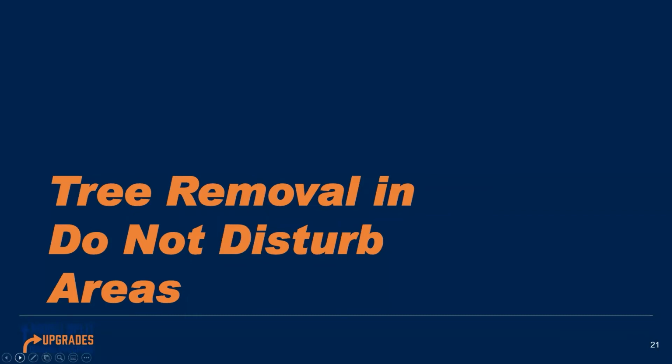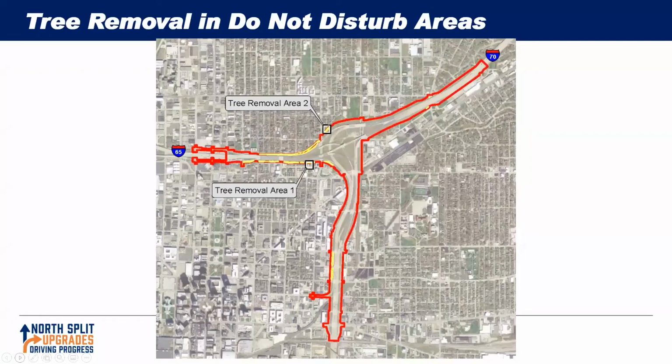Now I'd like to talk about some proposed tree removal in do not disturb areas. We had a commitment in our environmental assessment document that identified some do not disturb areas to protect some existing vegetation, trees, which would provide visual screening to the interstate, between the interstate and the neighborhoods. What you're looking at here is, red is the North Split project area. The North Split is the interchange there in the center. The yellow areas are those do not disturb areas.